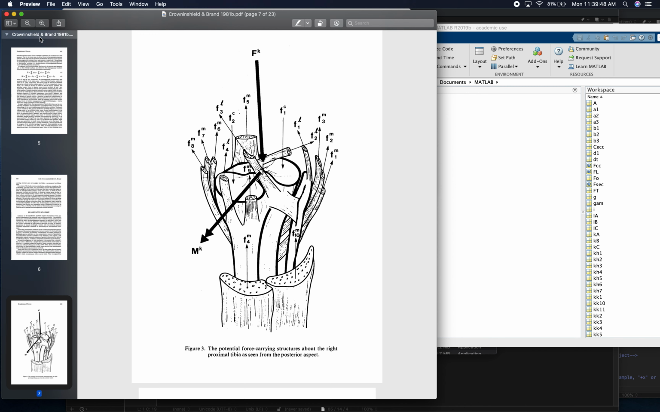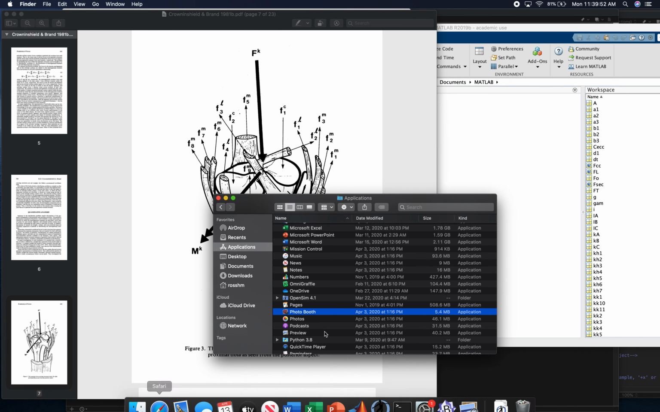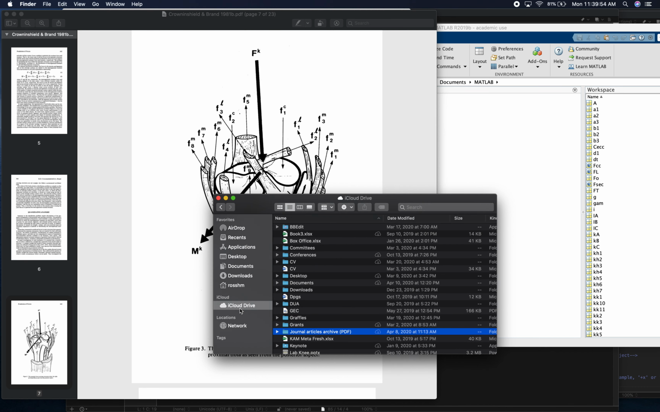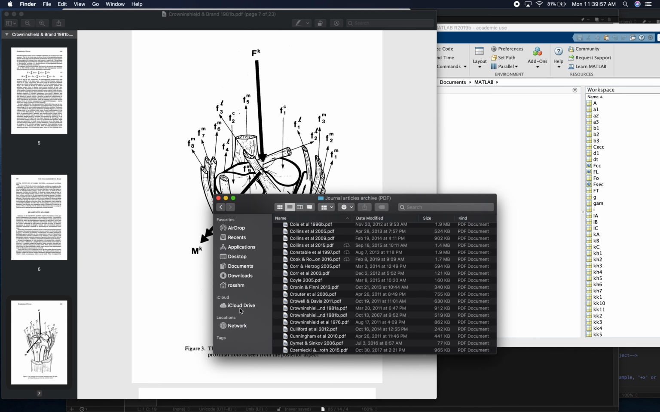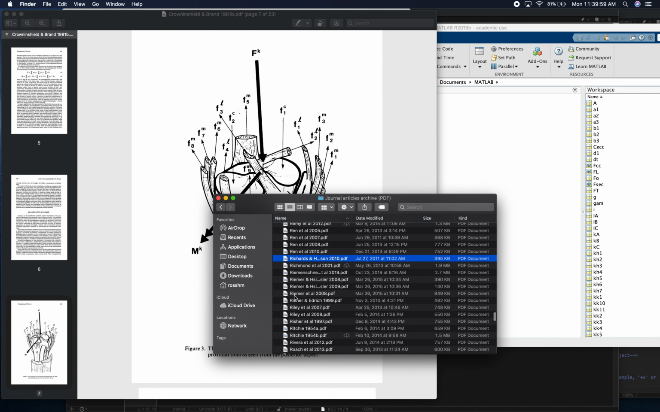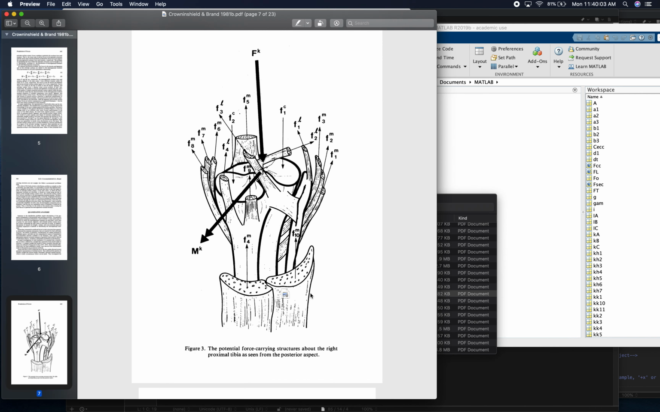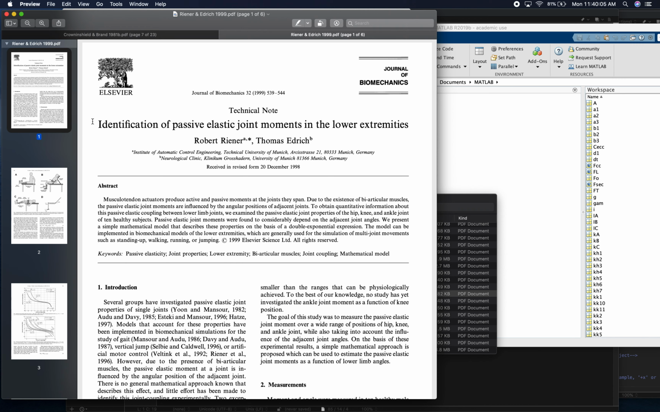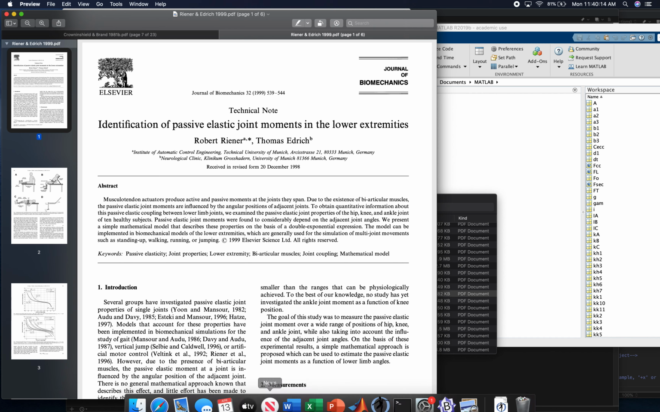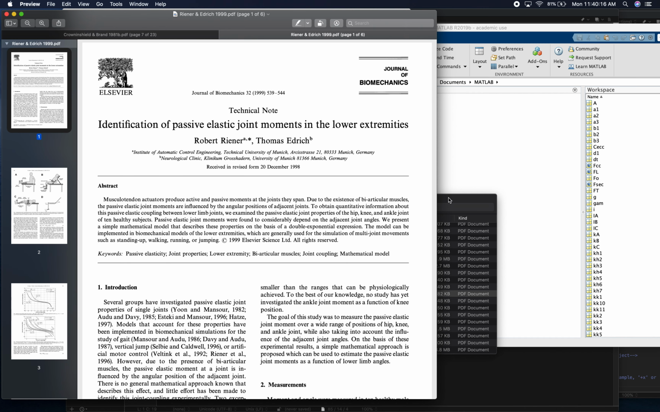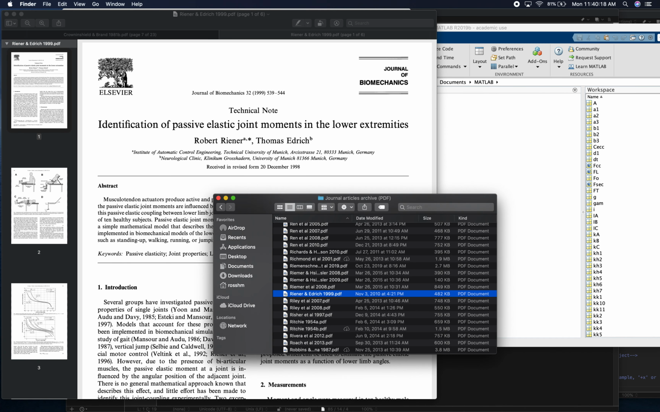This comes from a new reading. That particular function comes from a new reading that I uploaded. It's a well-known paper on passive joint stiffness by Riener and Edrich, Riener and Edrich, 1999. And their paper here is Identification of passive elastic joint moments in the lower extremities. Okay? What they were doing here was similar to what I was demonstrating on my video here.